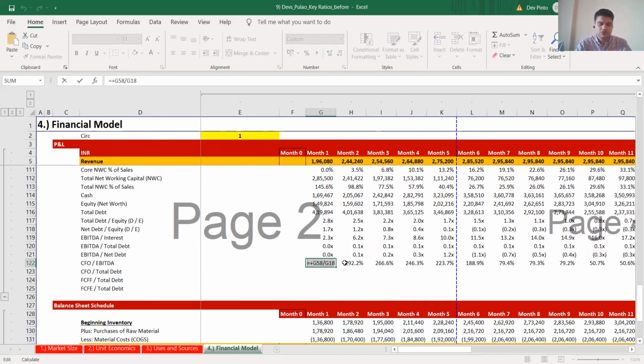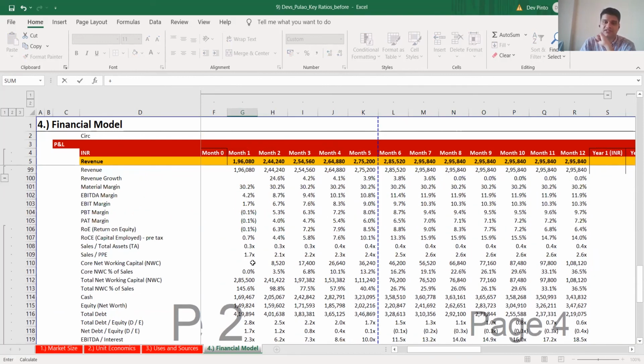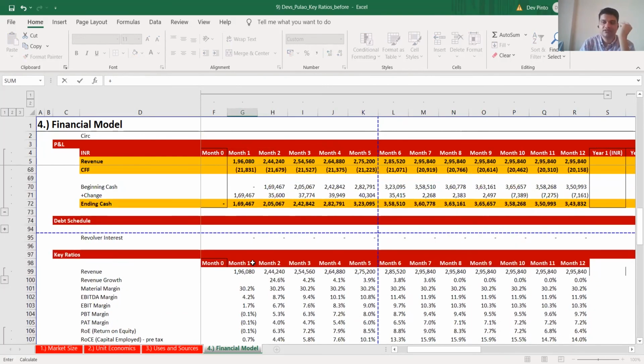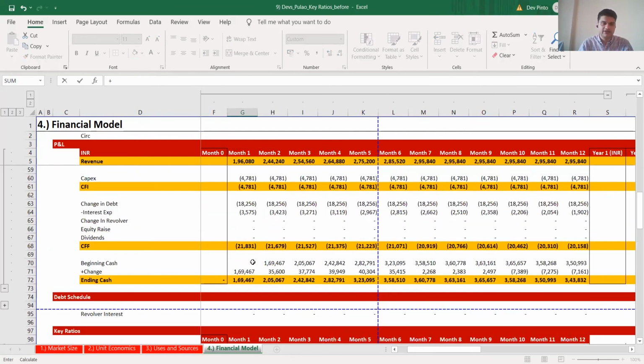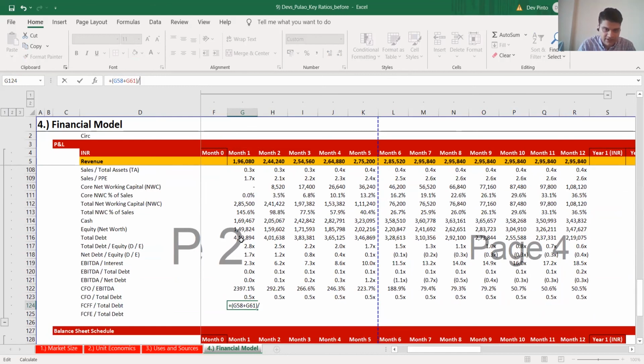Next, let's do CFO by total debt. Next, let's compute FCFF to total debt. So for the case of Dev's Pulao, I'm just going to assume FCFF is CFO plus CFI. Typically, you will make adjustments in terms of the tax shield or interest. We're not doing that here. Just keeping it simple. CFO plus CFI divided by, what were we doing? FCFF by total debt, right? So that's this figure.